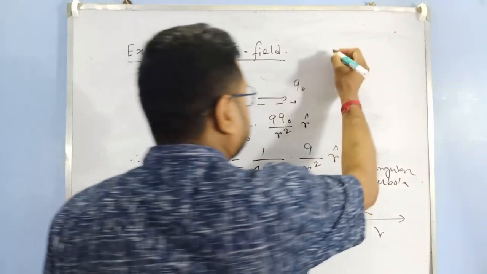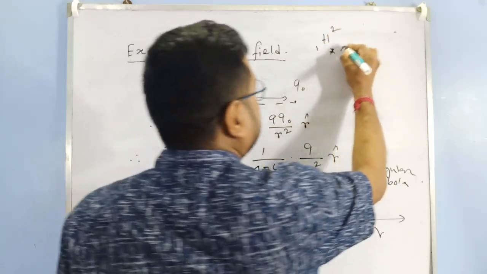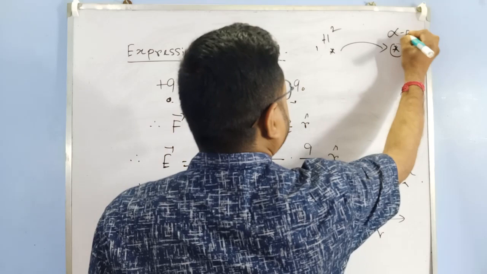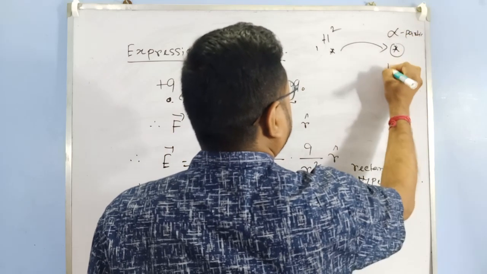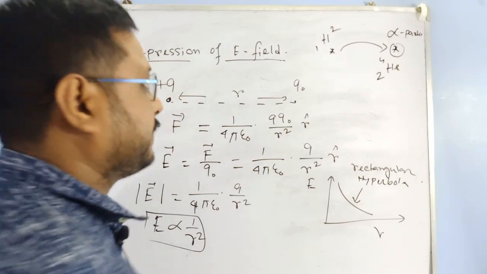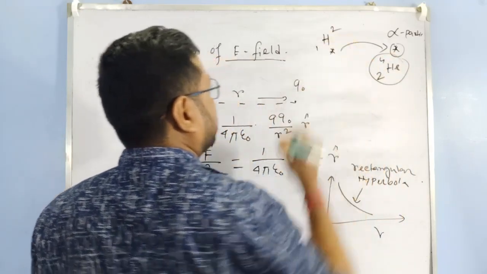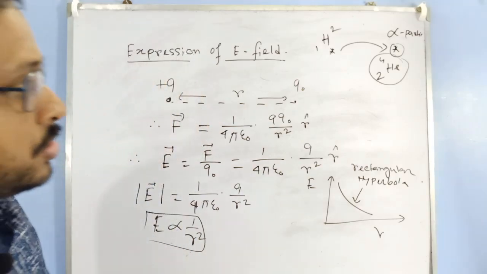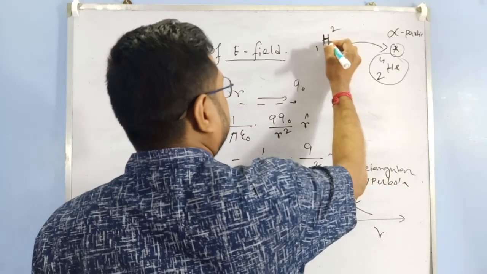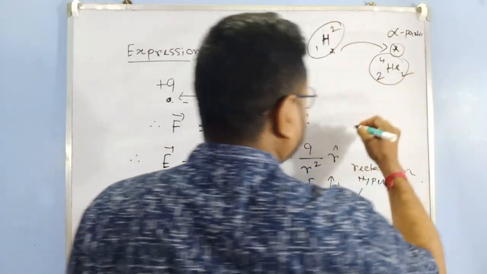If we are asked that a deuterium, that is 1H2, is separated from an alpha particle, and we know the alpha particle is a helium nucleus, then what will be the electric field on the helium nucleus due to deuterium? As the electric field is due to deuterium, here the source charge is deuterium and the test charge is the alpha particle.